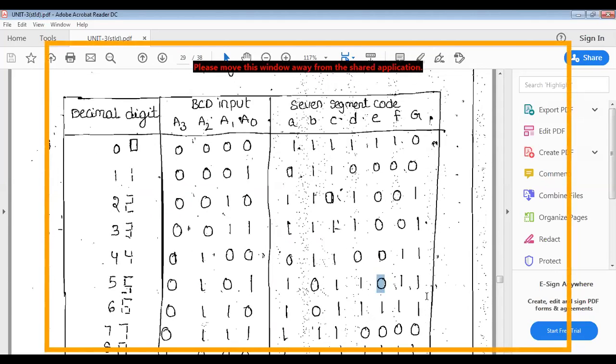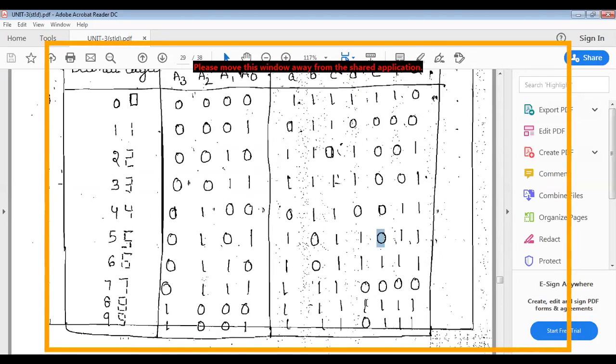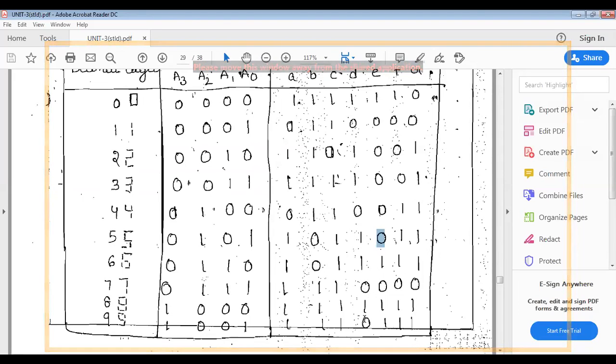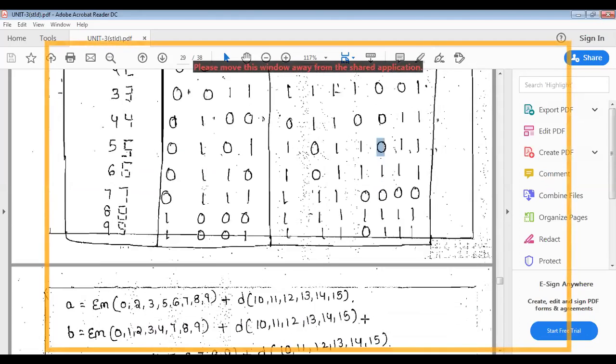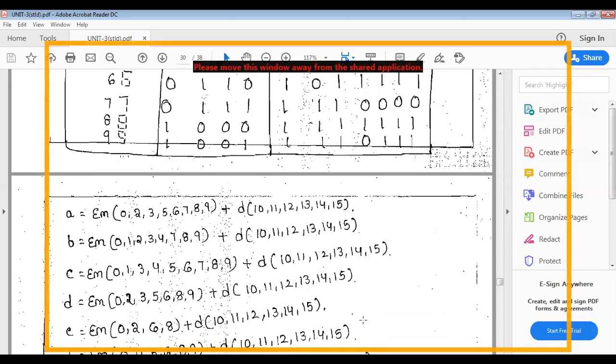And D, so here the D is 1, 0, 1, 1, 0, 1, 1, 0, 1. This is not the 0, my dear students, this is also 1 because it is a 9. The E is a 0, not the D is a 0. Okay, so what are the minterms? 0, 2, 3, 5, 6, 8, and 9 also.